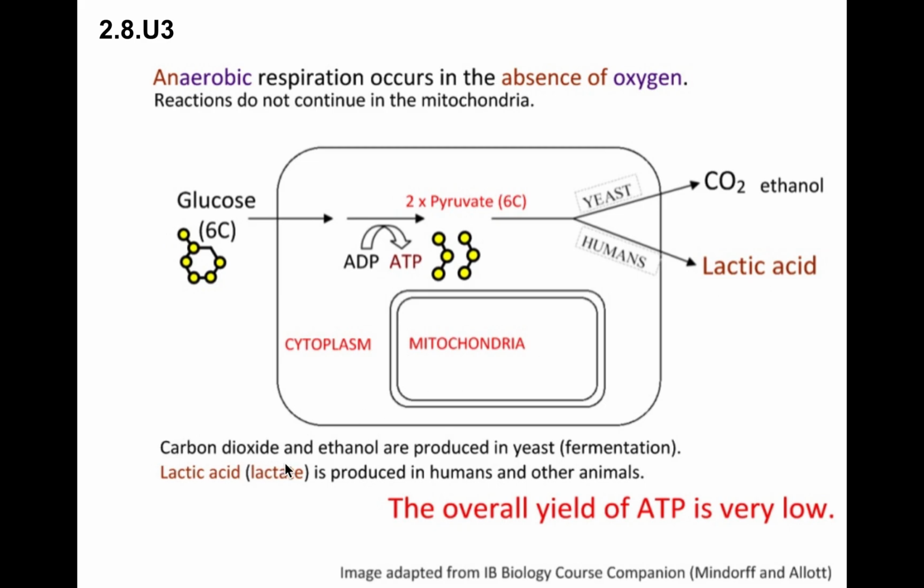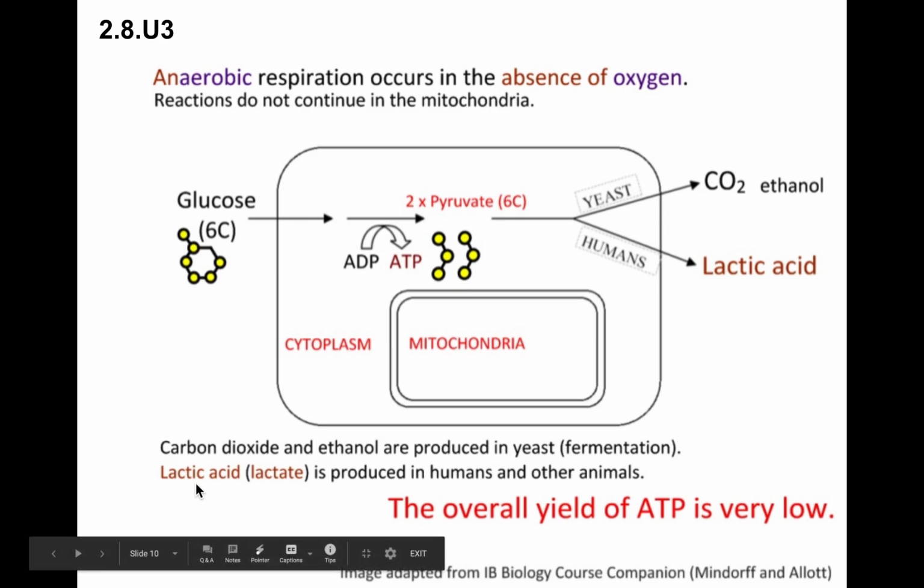So to review, carbon dioxide and ethanol are produced in yeast. We call that fermentation, actually, which is their form of cellular respiration. And then lactic acid, or lactate, is produced in humans and other animals as a waste product. And also, both form a very small amount of ATP, but it's enough to get you through that exercise.